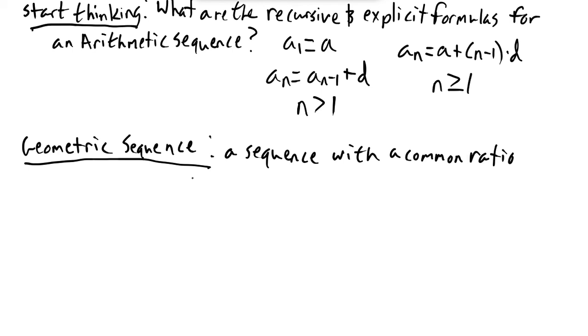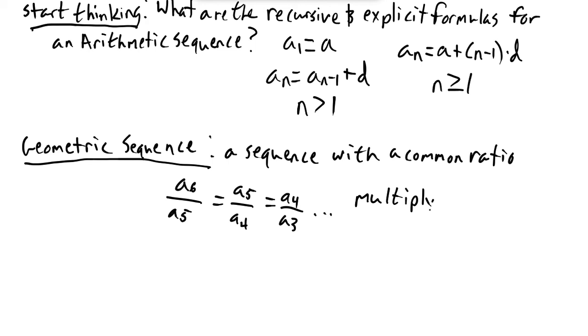What does this mean? Well, it means if you take any term and you look at the term previous to it, take a sub 6 and divide it by a sub 5, that's going to be the same as a sub 5 divided by a sub 4 and a sub 4 divided by a sub 3, and so on. Essentially what it means is you are multiplying some number to get from one term to the next. We're thinking of it as a ratio here because we're dividing.